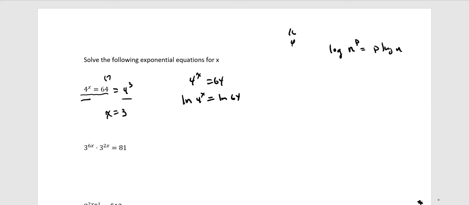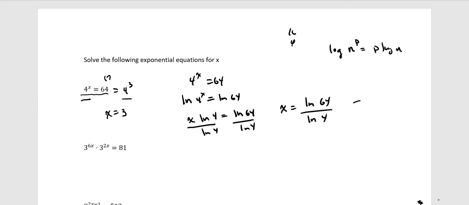Now we can apply this beautiful property: x times natural log of 4 is equal to natural log of 64. Natural log of 64 and natural log of 4 are just numbers, so this can be solved by dividing both sides by natural log of 4. So we have our solution for x: natural log 64 over natural log 4. I'm just going to leave that alone. I don't have a calculator on me, so all you're going to get are exact answers today, but I would consider this done. There's really no reason to do much more than this.